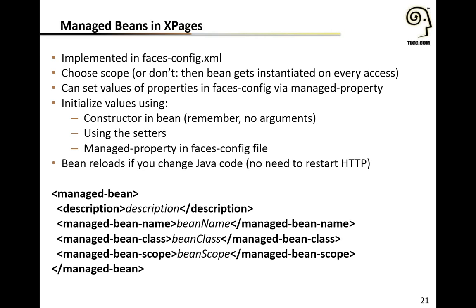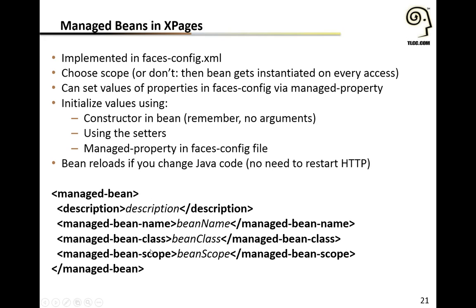So in my case, I'm initializing the values in the constructor in the bean, but remember you can't pass any arguments to the bean. So that works in my case because I know that all I'm doing is going to a Domino view and loading up data. If you actually have to set values in the bean, you're going to want to use a setter. Or another way is you can have something called managed properties in the faces config file. The nice thing is if you have something like an application scope and you change your bean code, it can detect that your code changed and it'll reload the bean for you automatically, which is nice. You don't have to reload the Domino HTTP task.